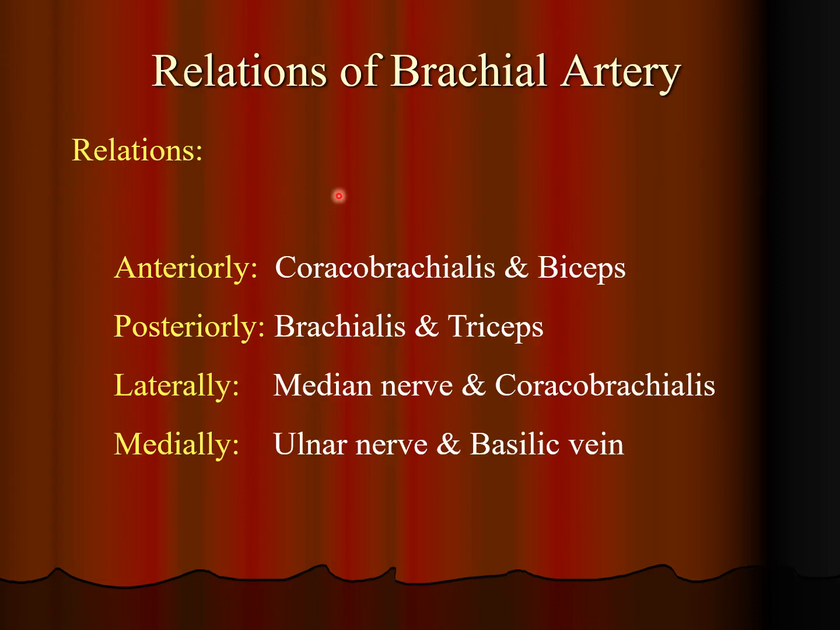In the relations of brachial artery, anteriorly it lies below the coracobrachialis and biceps muscle. So if we see the relation of the muscles in the anterior compartment of arm, we have coracobrachialis, then we have biceps, and below them we have brachialis muscle. So brachialis is the deepest muscle in the anterior compartment. So it is sandwiched between biceps and brachialis. So brachialis lies posterior to the artery.